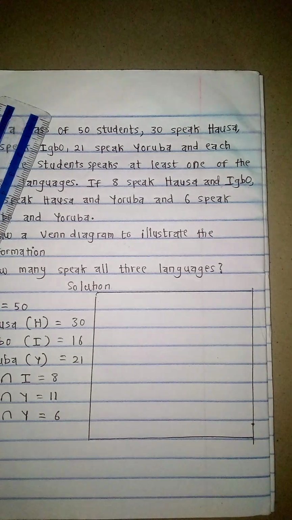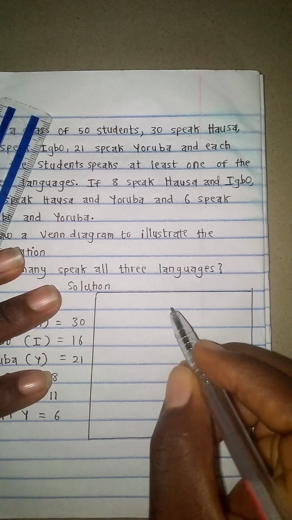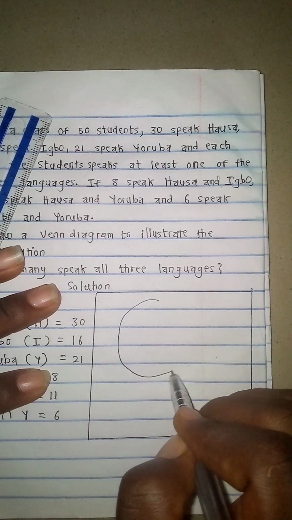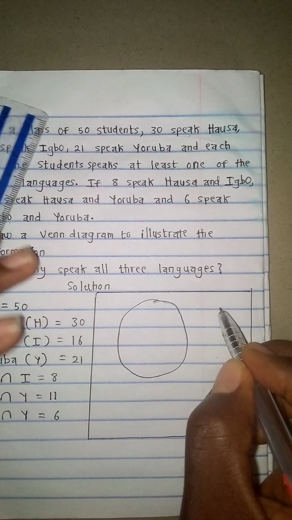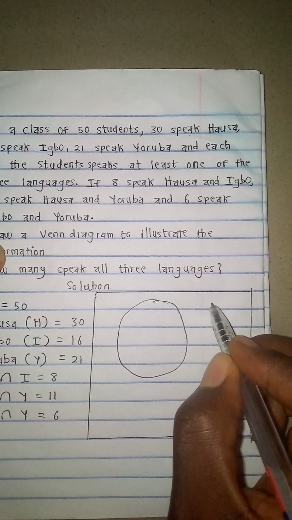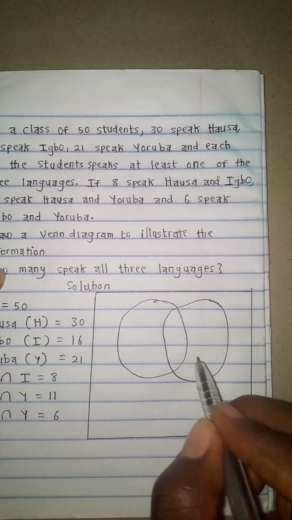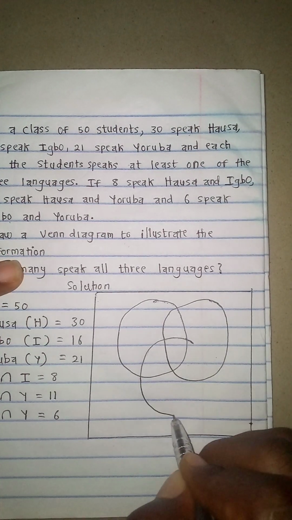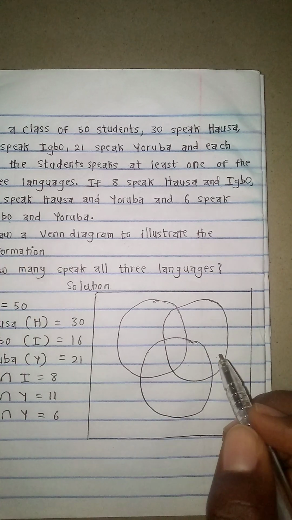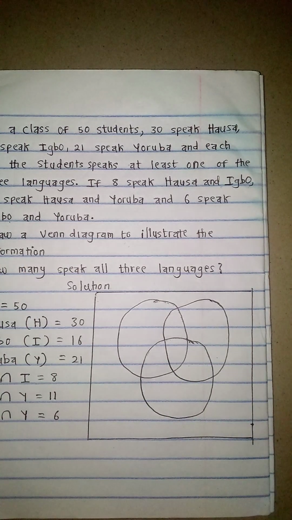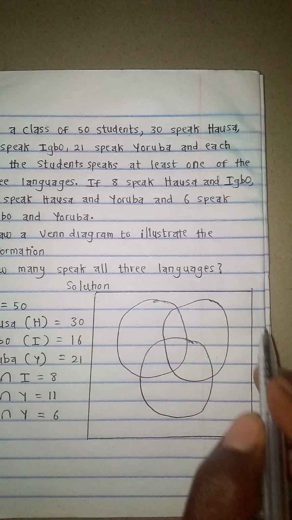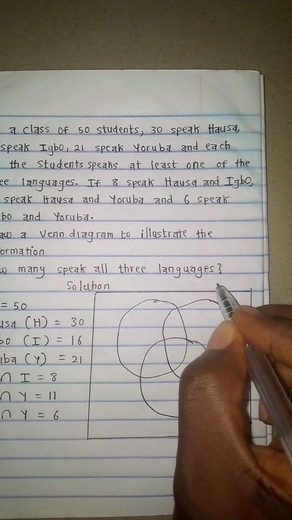Okay, so since it is a 3 set, that means we'll be having 3 circles. The first circle stands for Hausa. The second circle stands for Igbo. And finally, the third circle stands for Yoruba. Do you understand? Yes, the rectangle you're seeing stands for the universal.